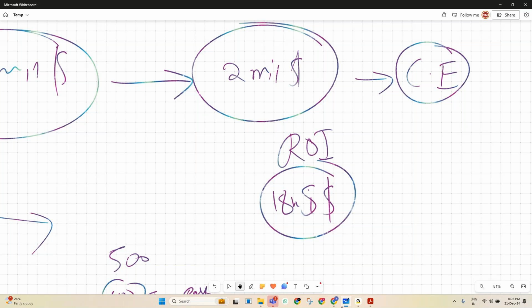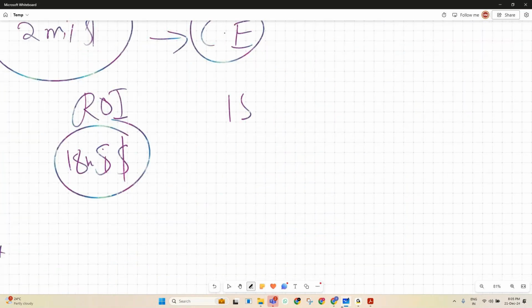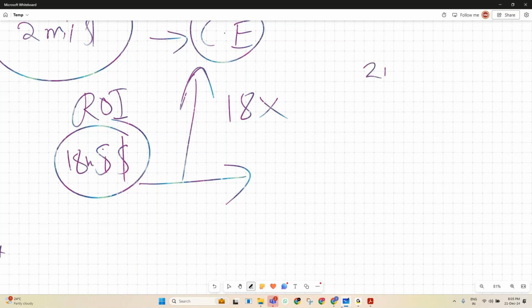Now this $18 million, let's say you're paying someone. Do you think $18 million will be the cost they would pay for the chaos engineering team? What do you think? No. In a year they might spend $2 million at the very max.